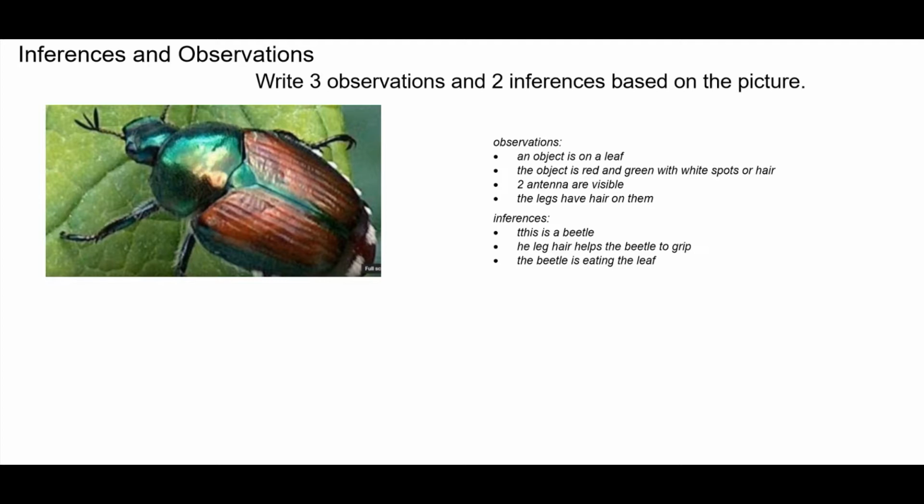So some inferences: this is a beetle, and the leg hair helps the beetle to grip. Another inference is the beetle is eating the leaf. And you could have many others, all right? But notice that the observations are factual, and the inferences are where you draw some sort of conclusion.